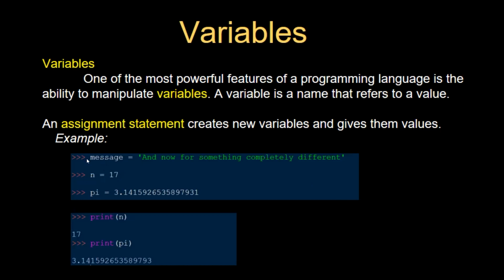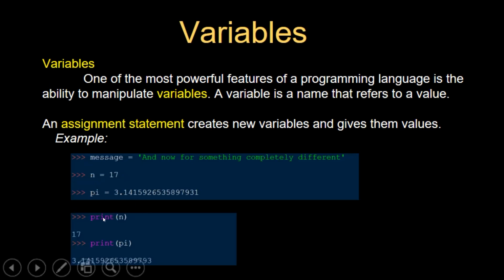For example, we have here message is equal to, so this is our variable name, that is message, is equal to, naka-enclose siya into quotation, and now for something completely different. So this is your character string. Okay, naka-character string tayo. And then we have n is equal to 17. Ayan. So yung variable name natin dito is n, and yung value ng variable natin is 17. And the same with pi.